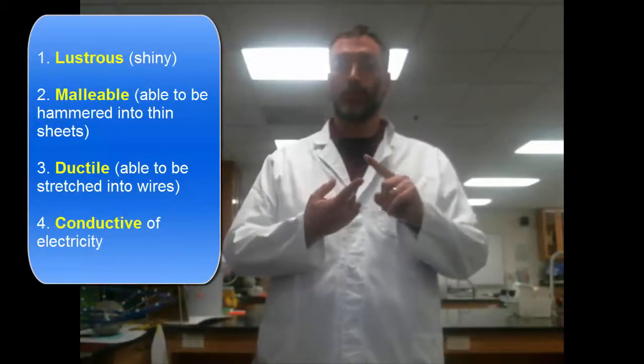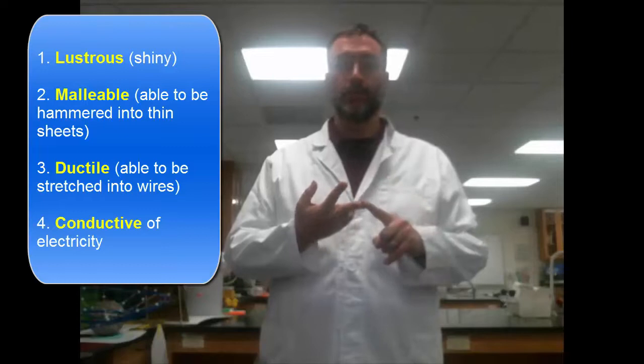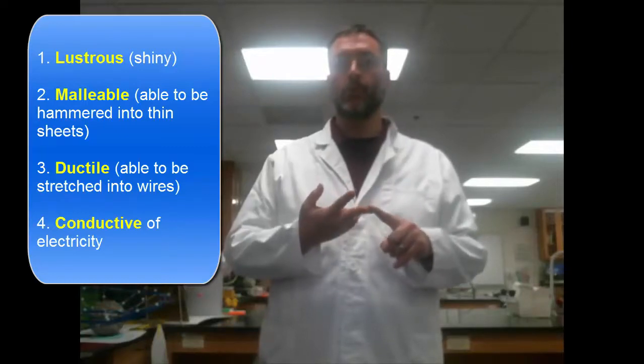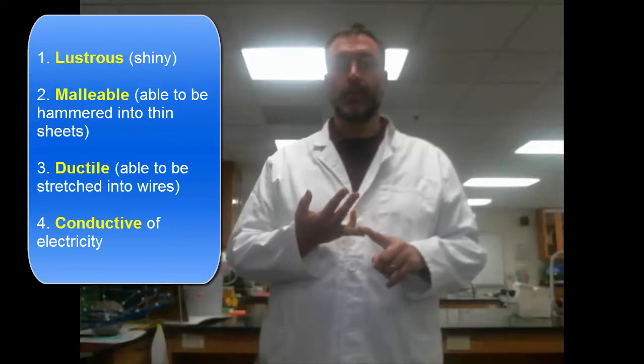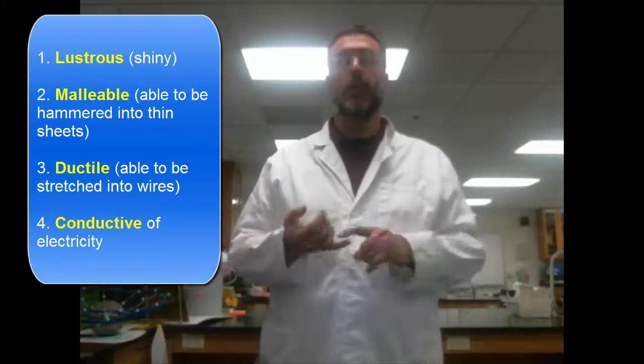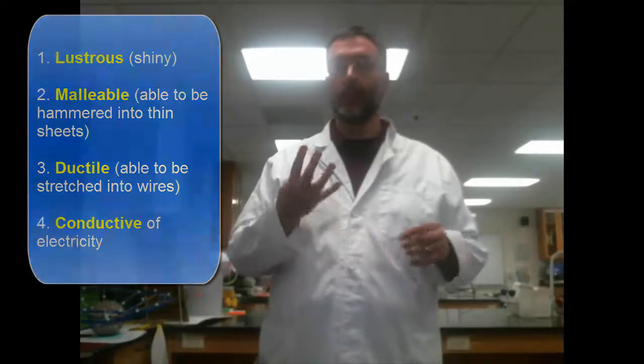They have to be shiny, we say lustrous. They have to be malleable, which means that they can be hammered into a thin sheet. They have to be ductile, which means that they can be stretched into wires. And they have to conduct electricity. We say they're conductive. So all metals need those four things. If it's going to be a metal, it has to be shiny, malleable, ductile, and conductive of electricity.